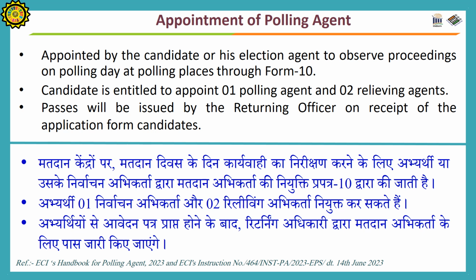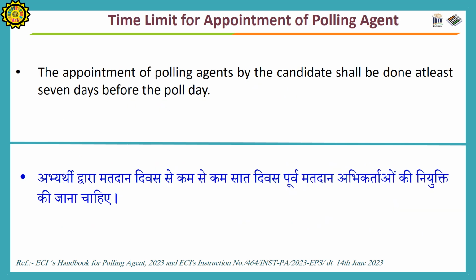A candidate is entitled to appoint one polling agent and two relieving polling agents. Passes will be issued by the returning officer on receipt of the application from the candidates. Time limit for appointment of polling agent. The appointment of polling agents by the candidate shall be done at least 7 days before the poll day.